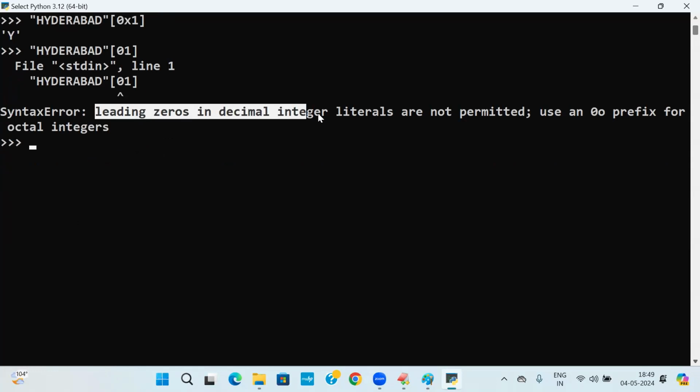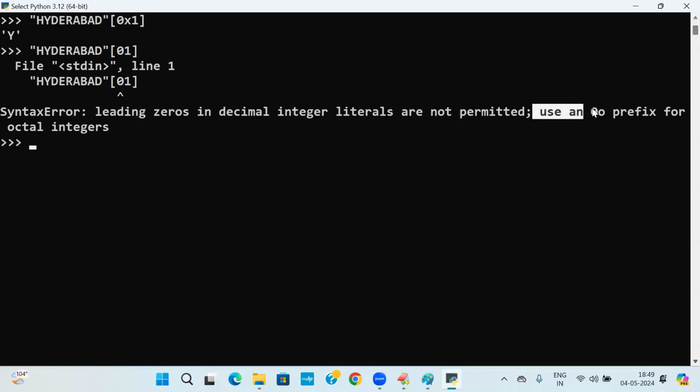Leading zeros in decimal integer literals are not permitted. Use the 0o prefix for octal. They are giving an example. 0o, 0x, 0b are permitted. A 0 without x, b, o is invalid. This is the most important.